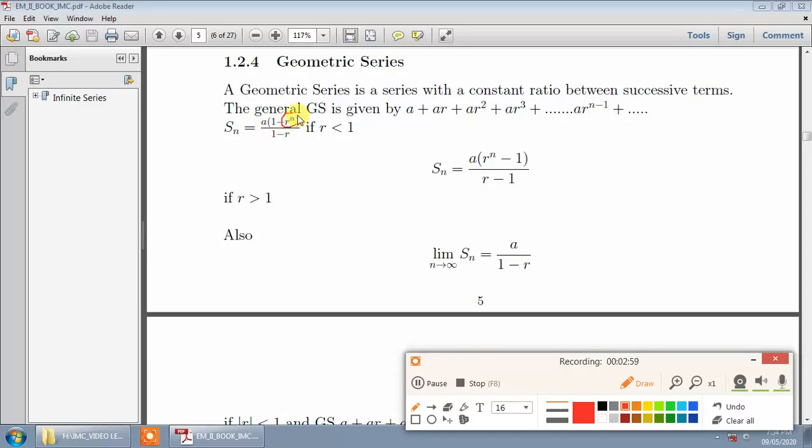Note that for this r raised to n, if I take n tends to infinity, the value of r is in between 0 and 1. Suppose I put 0.1, then 0.1 squared is 0.01, 0.1 cubed is 0.001, and so on. You can see that as n goes on increasing the values are decreasing, and even if n is the greatest value, infinity, the value r raised to n will become 0. So with that we have a into 1, that is a itself, divided by 1 minus r. So we get limit n tends to infinity of Sn equal to a divided by 1 minus r.